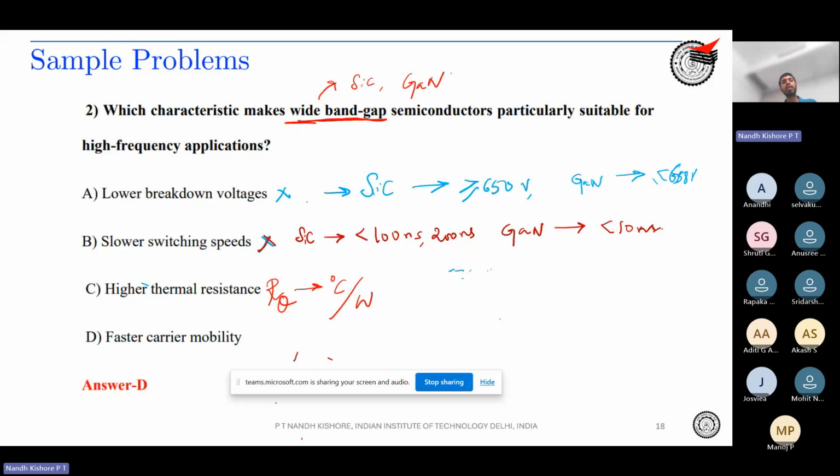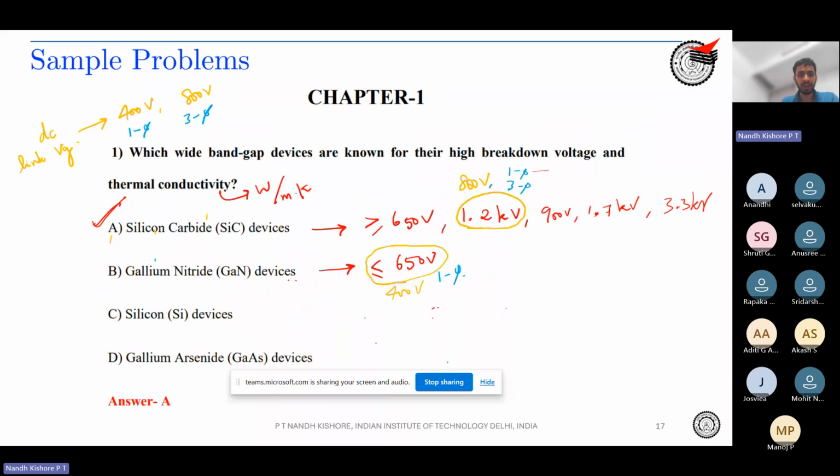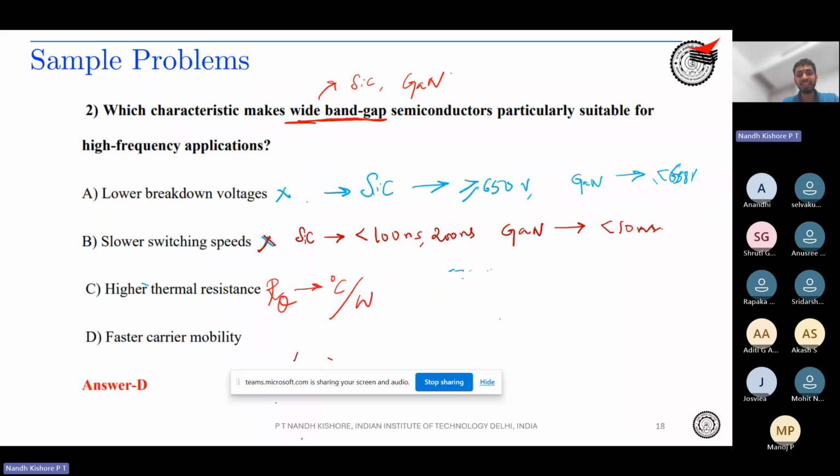It means that you can push towards higher power. If you push towards higher power, obviously there will be more power loss. But the advantage you get is the temperature rise would be lesser. Obviously, wide bandgap semiconductors, as I was telling previously as well, have a high thermal conductivity, which means that R theta is lesser for WBG devices compared to silicon, right?